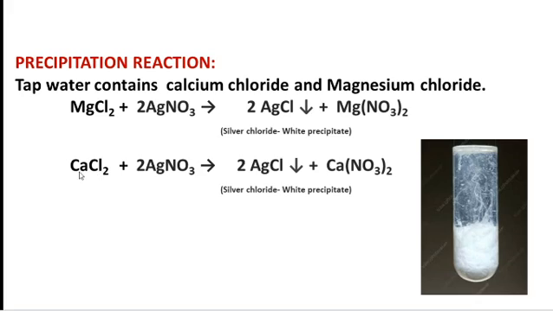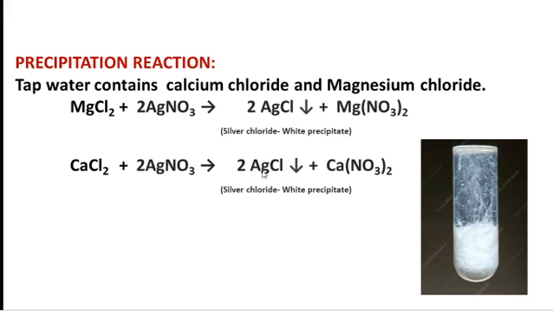The second reaction, calcium chloride, CaCl2, reacted with silver nitrate: silver combined with chlorine to form silver chloride. Then calcium combined with the nitrate to form calcium nitrate. This is also an example of a double displacement reaction. First displacement, silver combined with chlorine. The second one, calcium combined with nitrate. Silver chloride and calcium nitrate: two different products are formed.